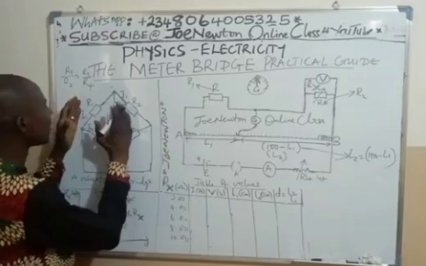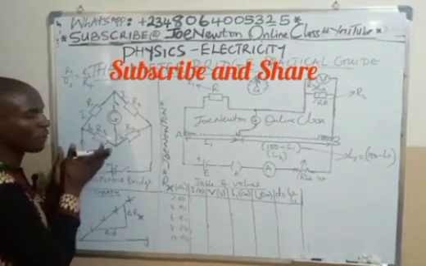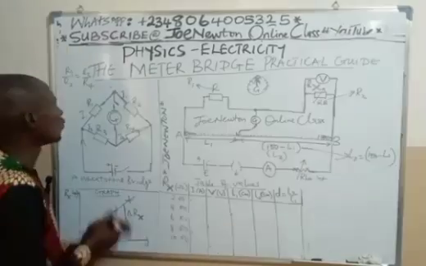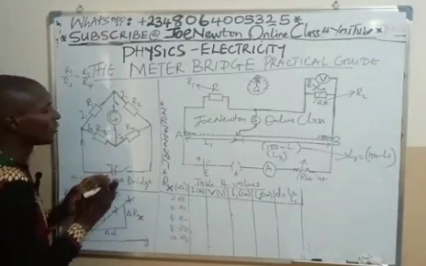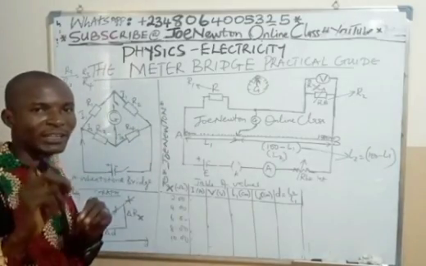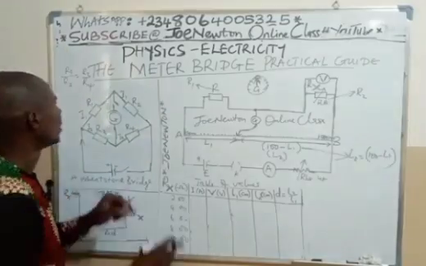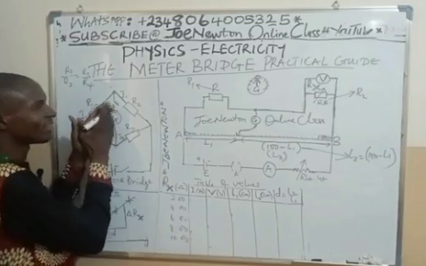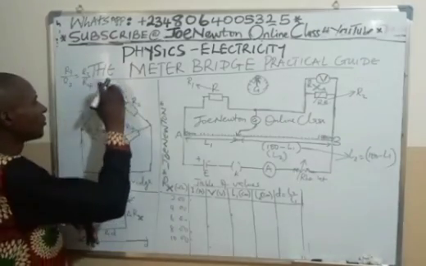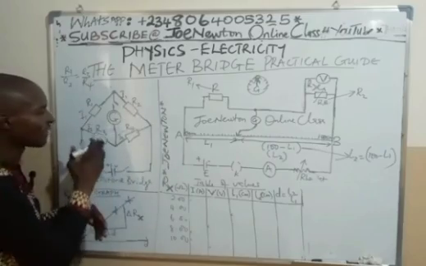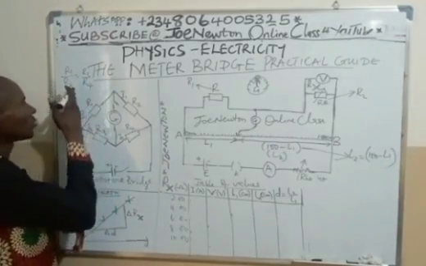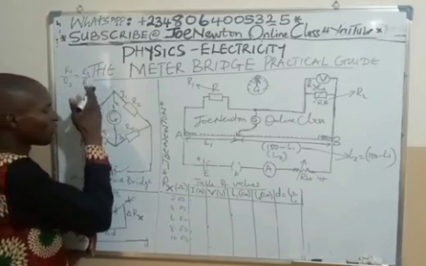The Wheatstone bridge is made up of four resistors, like in the setup here, R1, R2, R3, R4, such that when you close the circuit and the galvanometer, which is a sensitive instrument that detects very small amounts of current, shows deflection at 0 point, that is the balance point. The current that flows here is equal to the current that flows here. Current in this arm equals current in this arm. In that case, you get R1 over R2 equal to R3 over R4.